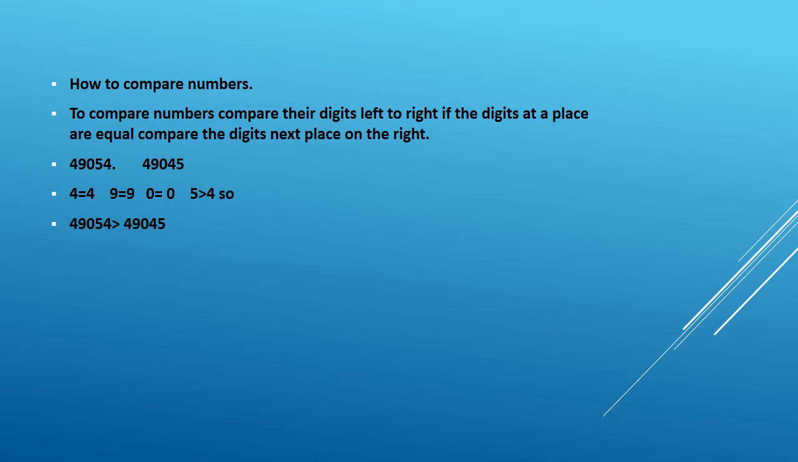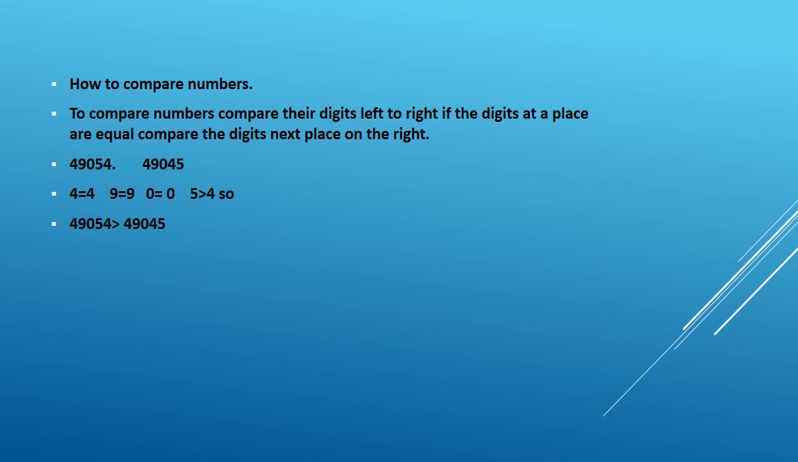Now we will learn how to compare numbers. For comparing the numbers, we have to compare their digits. To compare numbers, compare their digits from left to right. If the digits at a place are equal, compare the digits at the next place on the right. Let us see the example.